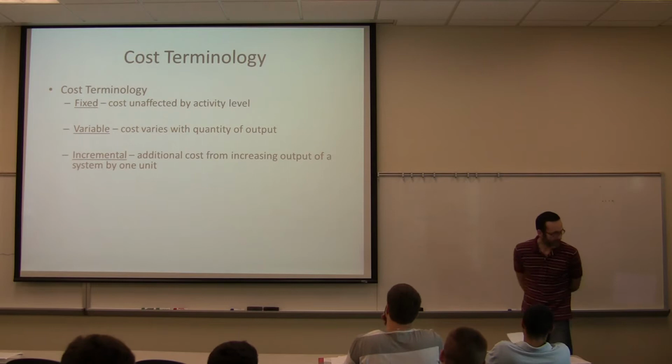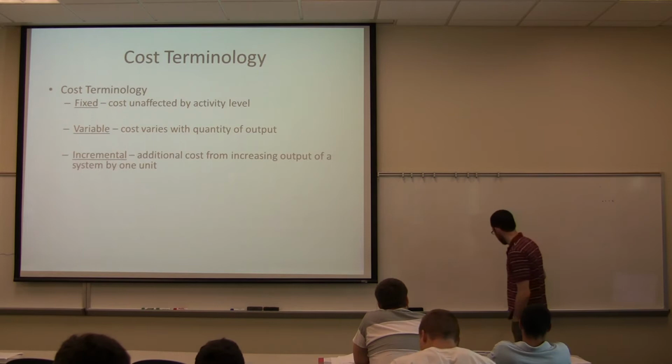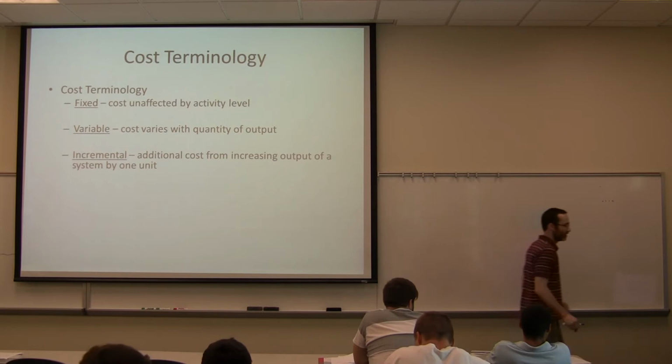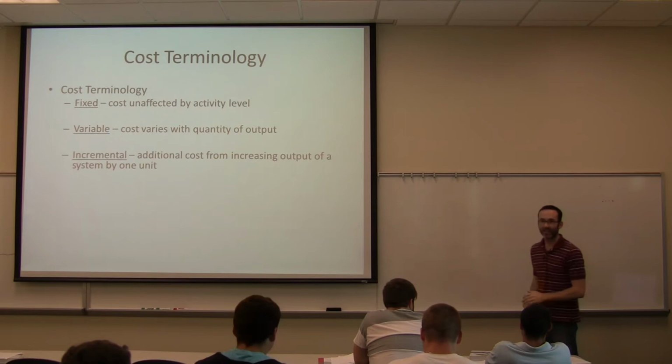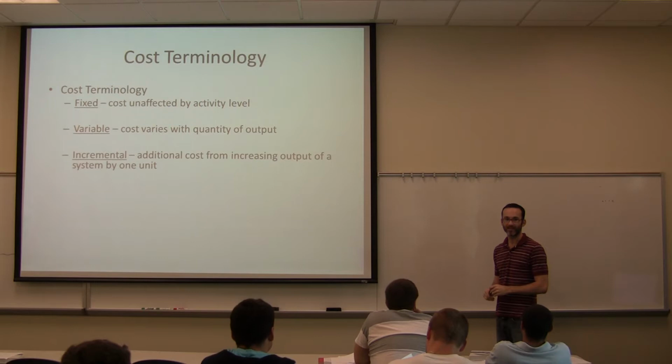Different kinds of costs, cost terminology. When you have a business, there are costs that can be fixed, variable, and incremental. So think about, what if your business was making ice cream? Has anybody been over to the Cold Stone at Pullman Plaza? Everybody's acquainted with what ice cream is and the basic operations of an ice cream store. So activity level is the number of ice creams that they're selling.